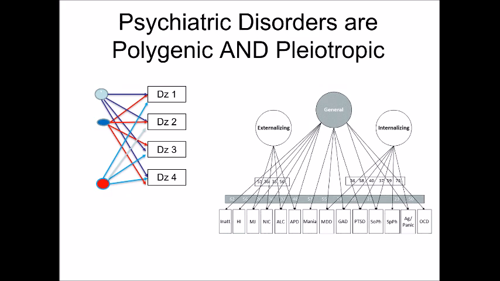On the right, you see a more literal example. What they're illustrating here is that there are a set of genes, the general genes, that contribute to all psychiatric disorders, whereas there are separate sets of genes, the externalizing genes, that contribute to all of the various acting out disorders like ADHD, drug abuse, and antisocial personality. And then there are another set of internalizing genes that tend to contribute to all the depressive and anxiety disorders.